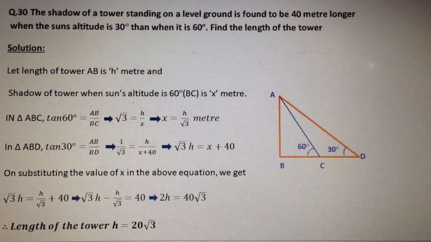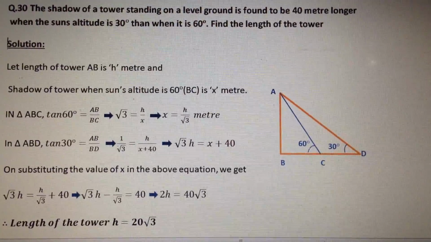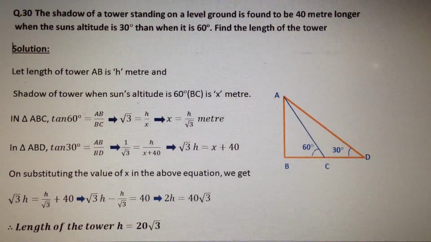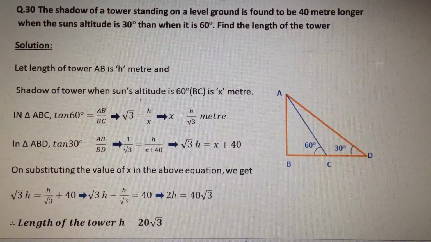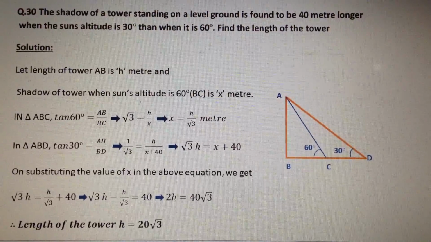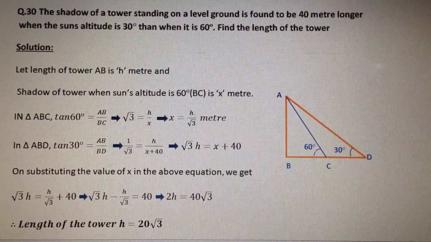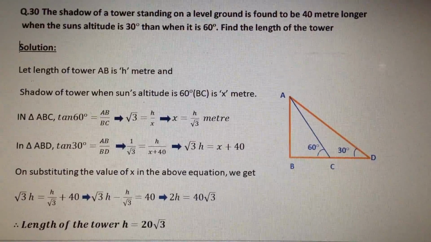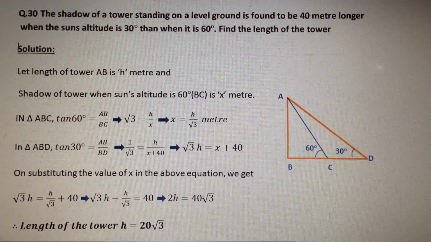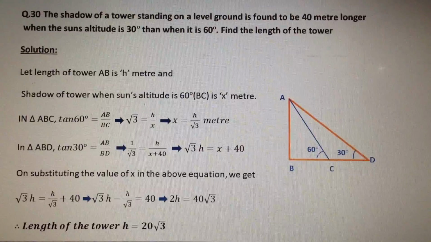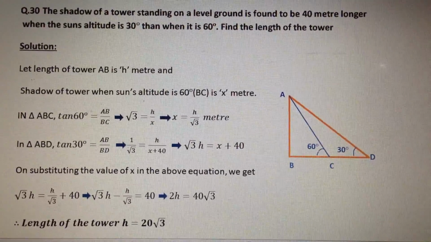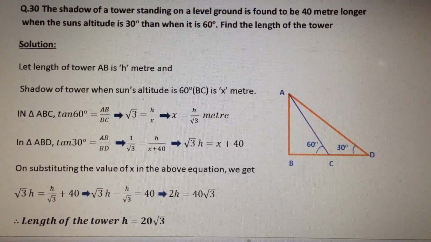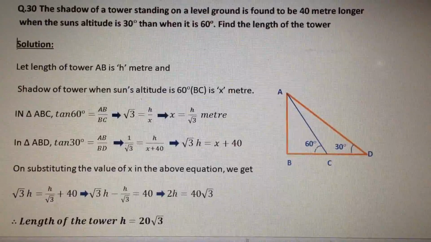Okay, let us take one example. This is question number 130 of SSC CGL Tier 1 examination held on 26th October 2014. Here is the question. The shadow of a tower standing on a level ground is found to be 40 meters longer when the sun's altitude is 30 degrees than when it is 60 degrees. Find the length of the tower.